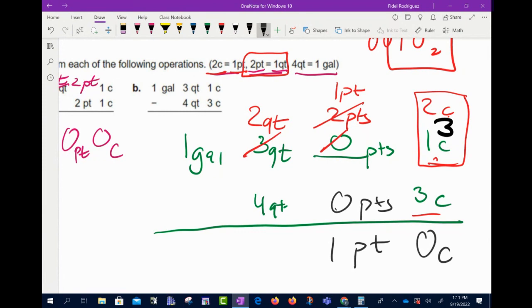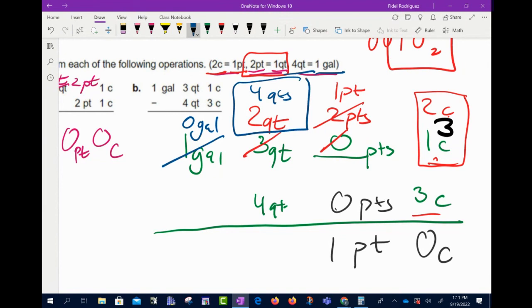Okay. Now, when I get to this third column, we have 4 quarts and we're trying to take away 4 from 2. I can't do that. What I'm going to do here is borrow 1 from that gallon. So now I have no gallons. But we know that 1 gallon is the same thing as 4 quarts. So here's my 4 quarts, okay?